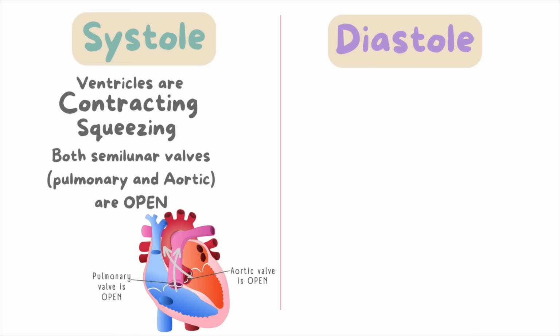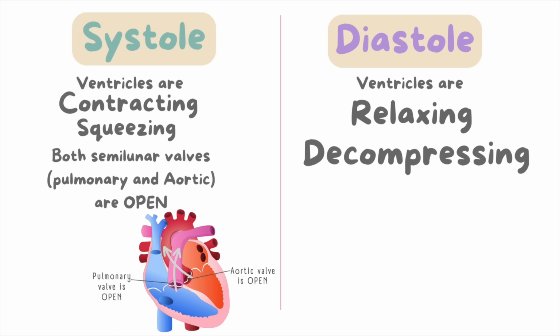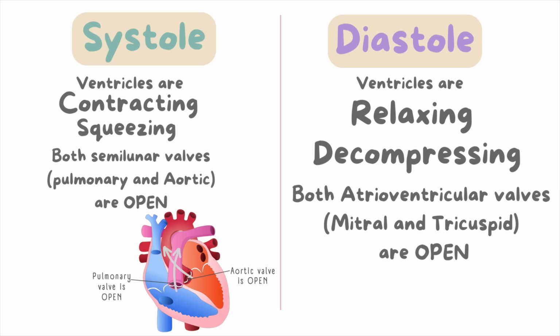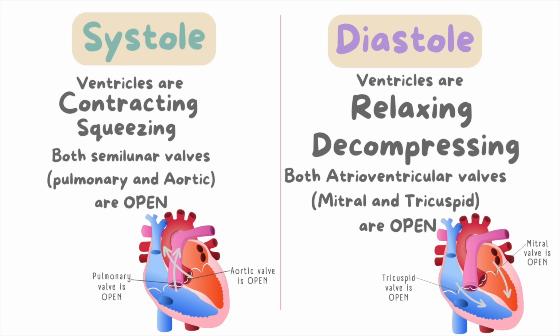Okay, so right after systole happens, diastole begins. During diastole, both ventricles relax. During this time, both the atrioventricular valves are open, allowing blood to flow downwards from the atria to the ventricles. And at the same time, both semilunar valves are closed to prevent a backflow of blood from getting into the ventricles. Okay, so systole is the contraction phase of the ventricles, and diastole is the relaxation phase of the ventricles.